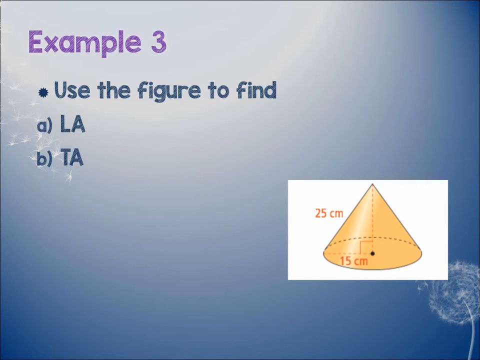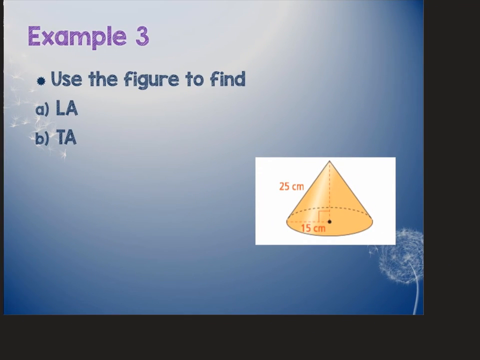All right, so use the figure to find lateral area and total area. So lateral area is pi r L. Here's my r, 15, and 25 is the slant height. So I already have everything I need. Pi times 15 times 25. We're going to keep this in terms of pi, so we're going to bump the pi to the end and multiply the 15 and the 25. And I get 375 pi.